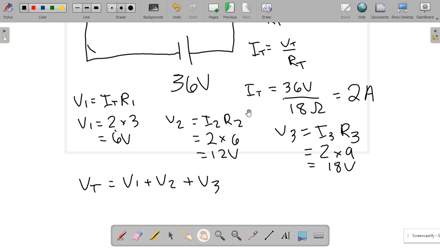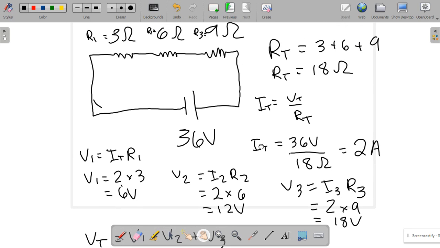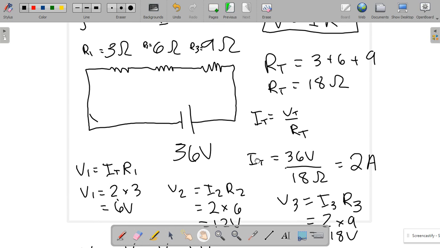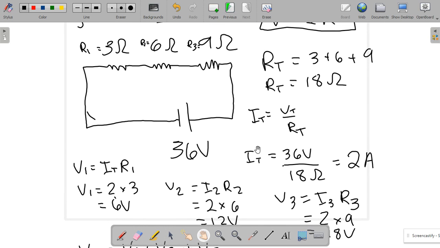Now that we have the voltage drops, you'll also notice a couple other patterns. It's proportional to the resistance. So in a series circuit, the biggest resistor will get the biggest voltage drop. Okay, so the 9 ohm had an 18 volt drop, whereas the 3 ohm only had a 6 volt drop. All right.